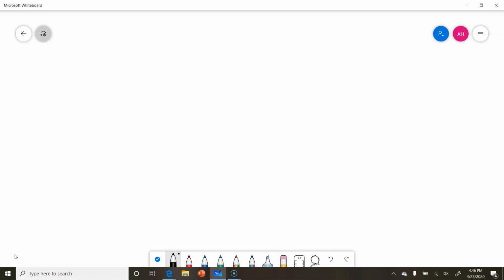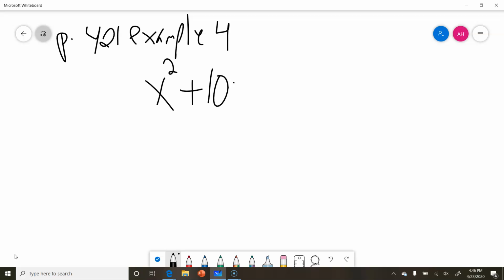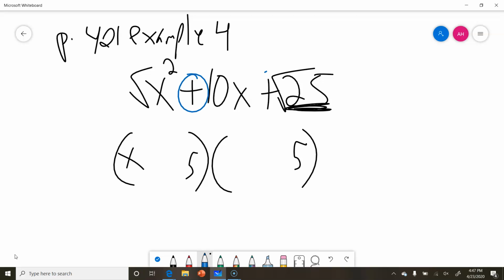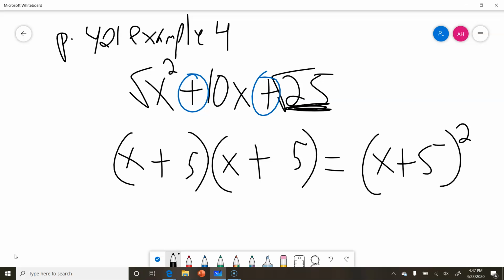So turn with me to page 421. This is example 4, which is in your book. Example 4 says factor x squared plus 10x plus 25. What I'm going to do is the same thing as I would have done before. I look at this last term and ask, what's the square root of 25? Well, that's 5 and 5. What's the square root of x squared? Well, that's x. But now look at this, I have plus and plus, so I can just write plus and plus. So my answer then is x plus 5 squared.